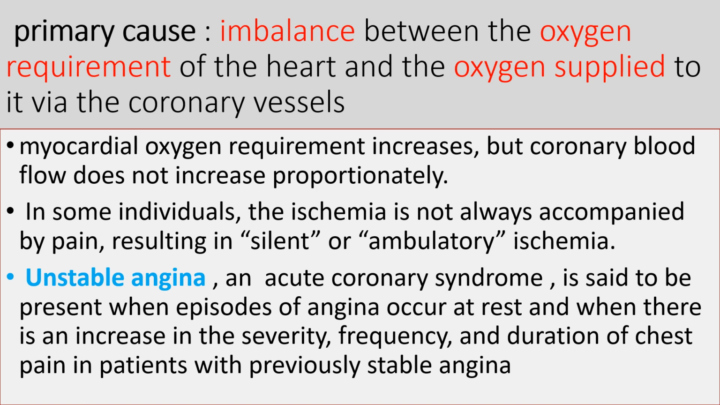Now, what is unstable angina? Unstable angina is an acute coronary syndrome, ACS, and it is said to be present when episodes of angina occur even at rest, and when there is an increase in the severity and frequency, and the duration of the chest pain also increases, in patients who previously had stable angina. Means before unstable angina, you go through the condition of stable angina. Further, I will explain to you the difference between stable and unstable.